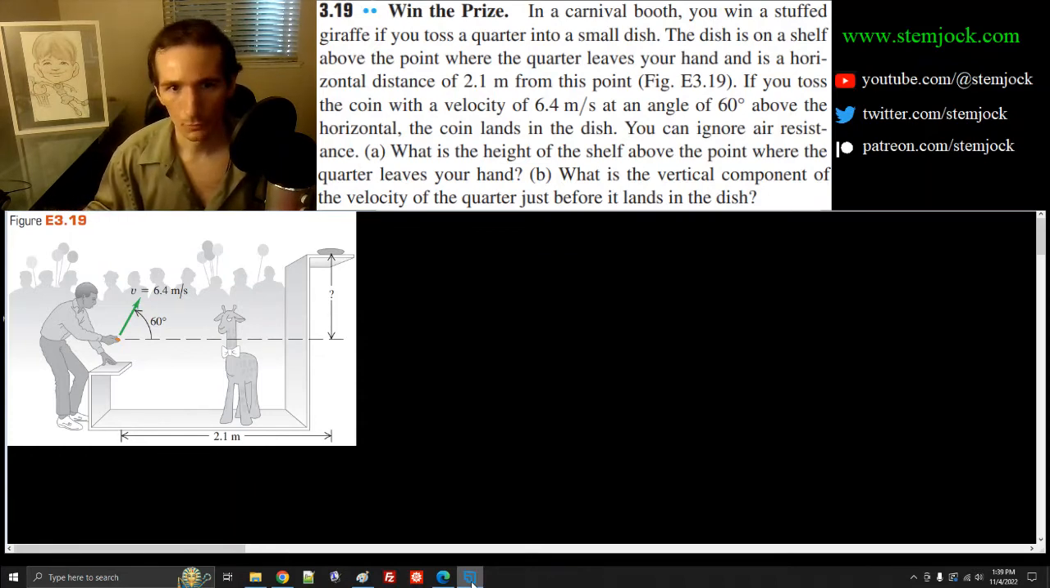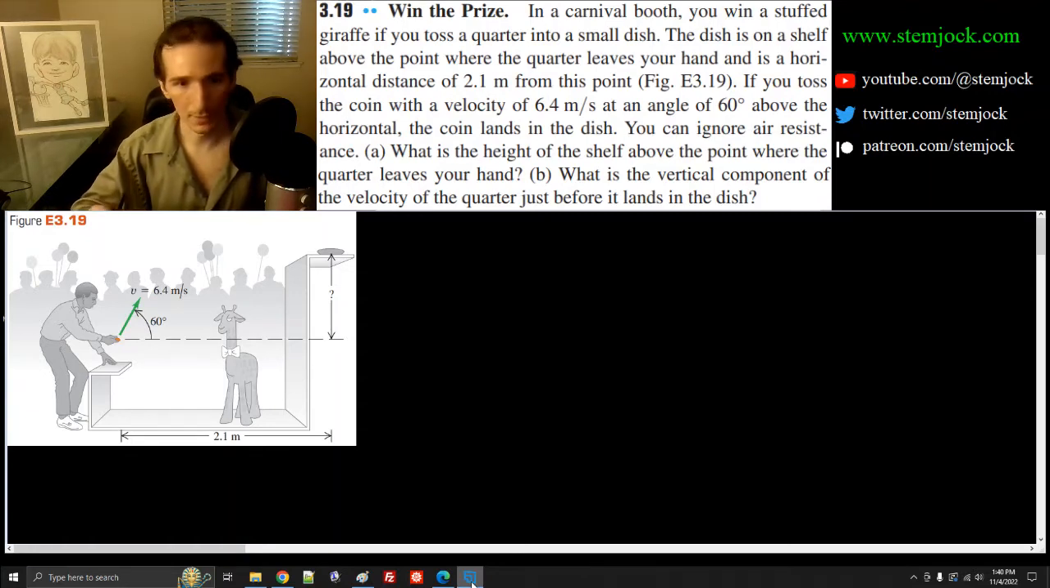If you toss the coin with a velocity of 6.4 meters per second at an angle of 60 degrees above the horizontal, the coin lands in the dish. You can ignore air resistance. A. What is the height of the shelf above the point where the quarter leaves your hand? And B. What is the vertical component of the velocity of the quarter just before it lands in the dish?